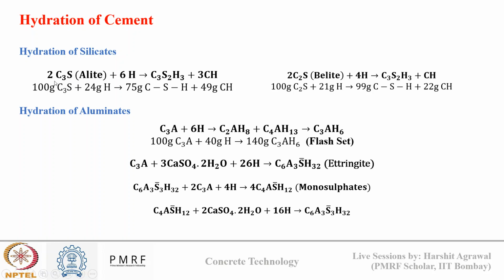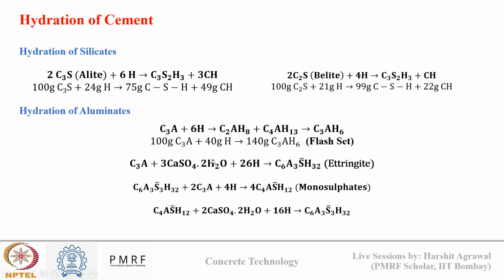For silicates, we saw hydration of C3S, the alite phase, and hydration of C2S, the belite phase, and we saw the difference between the two in terms of how much calcium hydroxide they are producing. And then hydration of aluminates, where we talked about flash setting that occurs initially due to high reactivity of C3A, and then why gypsum is added. When we add gypsum, it reacts with C3A to form ettringite, and this ettringite delays the flash setting.